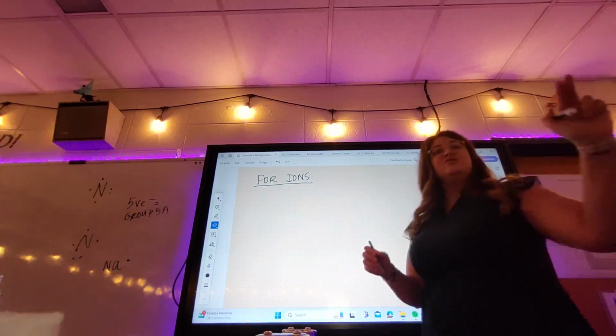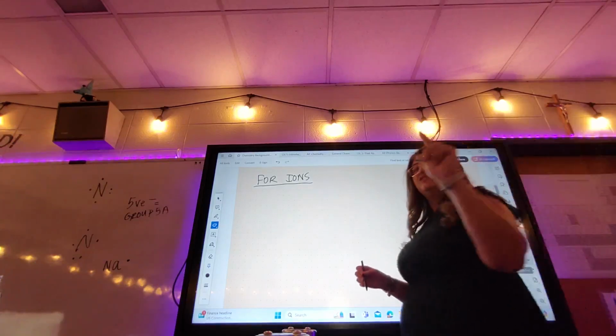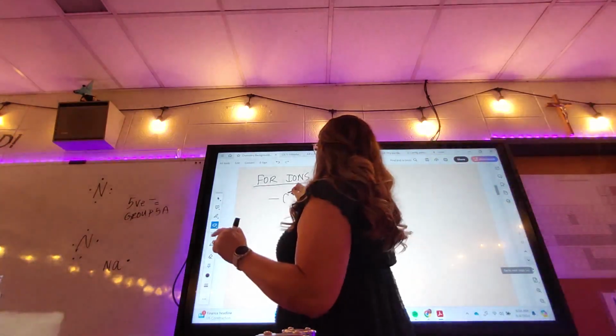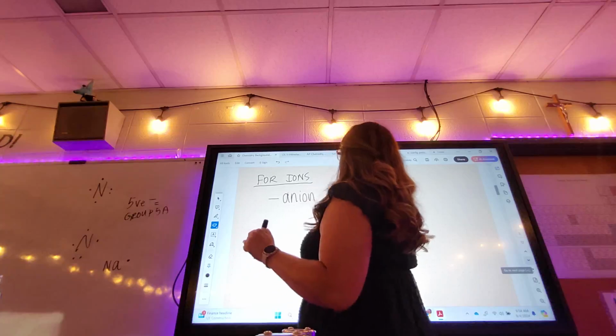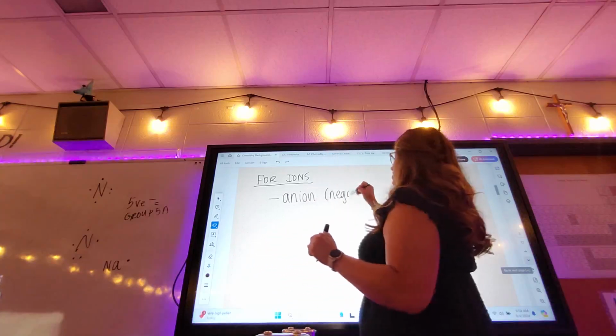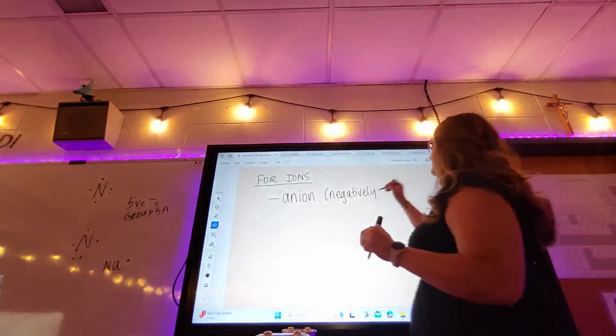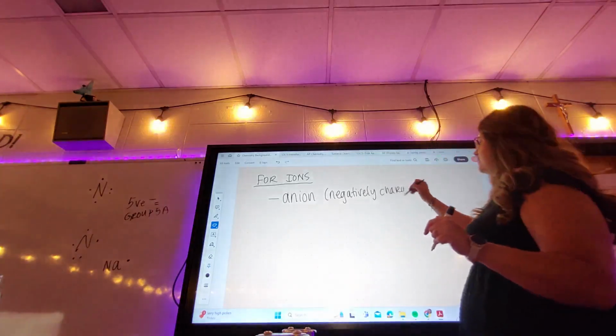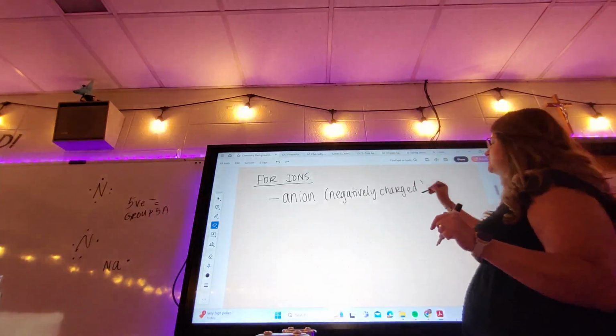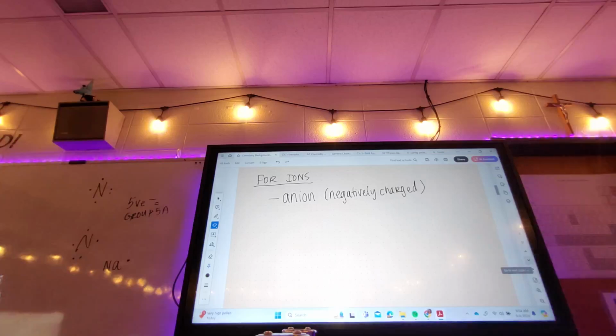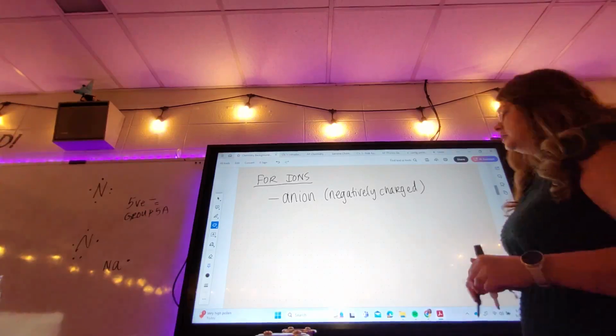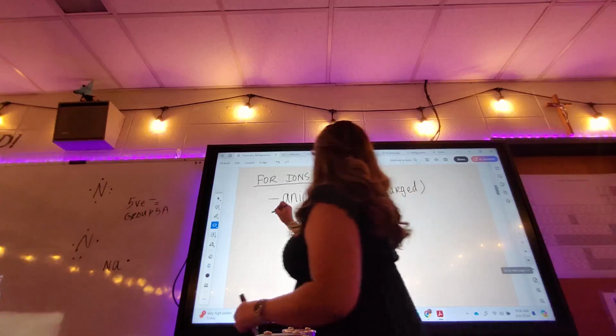Okay, so there are 2 different kinds of ions. The first kind of ion is called an anion. It's negatively charged. So you're going to do everything the same except when it comes to determining your valence electrons, because you don't have the same situation that you normally would have. All right, so here's how you determine valence electrons.